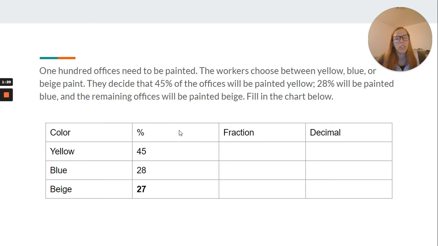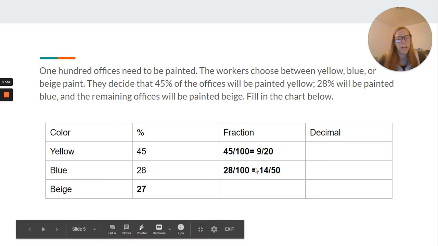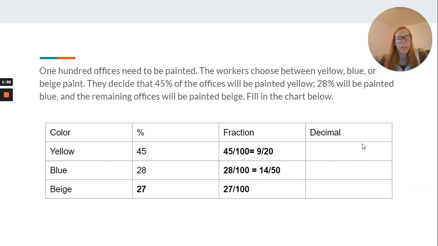Now, how do we do the fraction? The easiest way is to put all of them over 100. So we have 45 over 100. If we would simplify it, it'd be 9 over 20. We have 28 over 100. Again, if we would simplify, 14 over 50. And then 27 over 100, okay?